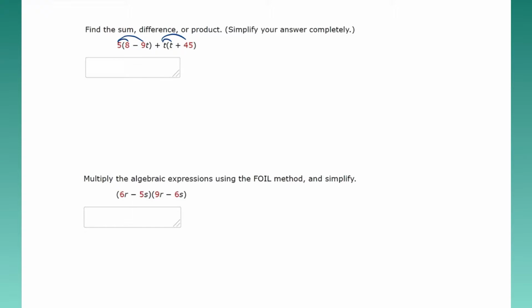So this is going to become 40 minus 45t plus t squared plus 45t. To write this in standard form, let's first combine like terms. We've got these two that are like terms, and actually they cancel each other out. These are opposites, so we're left with 40 plus t squared, but in standard form you want to write the higher degree first. So our final answer would be t squared plus 40.